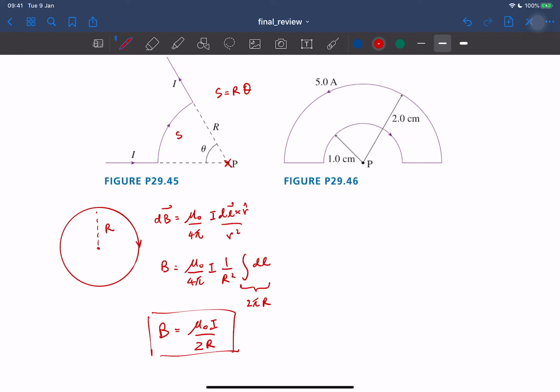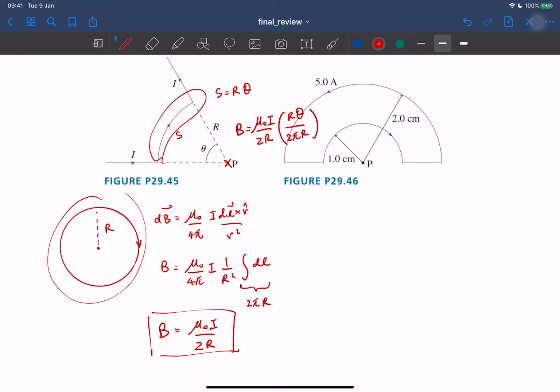So for the magnetic field at point P here, B is mu 0 I divided by 2R, and then you need to multiply by the factor of R theta divided by 2 pi R, right? Again, this one is coming from the arc length divided by the length of the circumference. Okay, so you have mu 0 I divided by 2R, and then theta divided by 2 pi, like this. So that's going to be the answer for the left one.